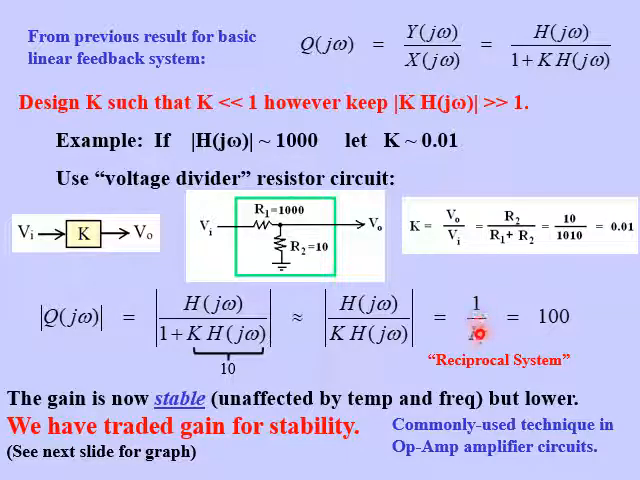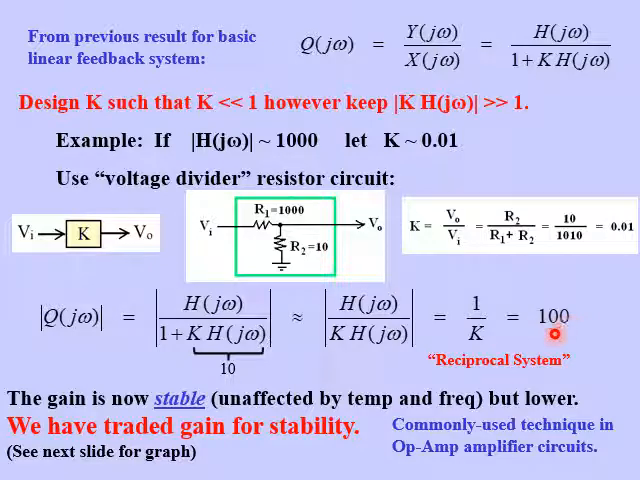And this is not a surprise. We saw this in the previous video on inverse system design. This is basically the reciprocal of this transfer function here. So we went from K to 1 over K. And 1 over K, remember K is 0.01, so 1 over K is 100. So our total gain now of our amplifier has been reduced from 1,000 to 100.